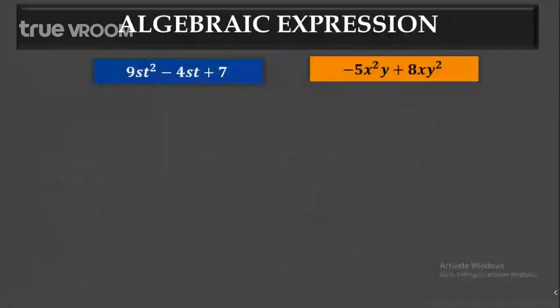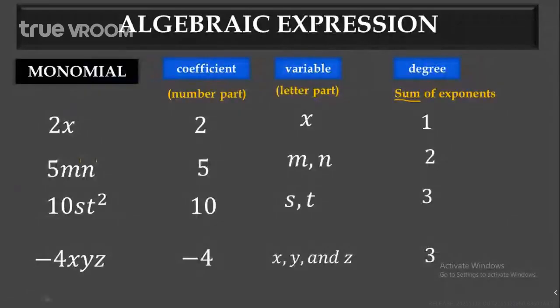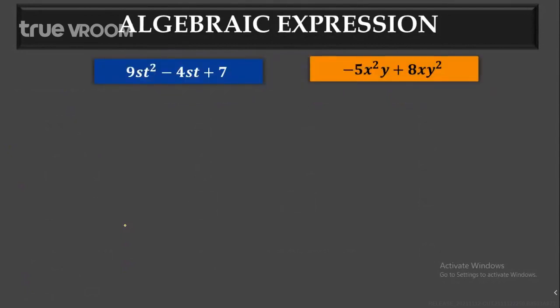Now, in these examples we are given a monomial, meaning one term only. How about if we have more than one term? For example, 9st squared minus 4st plus 7. If you can still remember, how many terms does this one have? It is separated by minus and plus. This is 1, 2, 3. So 3 terms. So what is a constant?